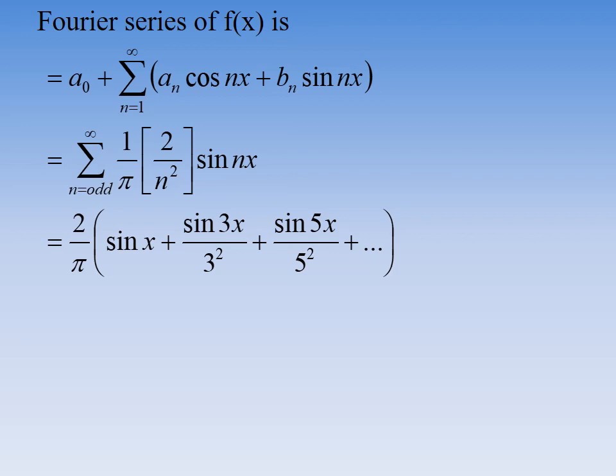And this also we can find by inspection of the graph. It is an odd function. If it is an odd function, we can have only b n, and a naught and a n are 0. So in that case, you can straight away find b n and write this. So this is the Fourier series.